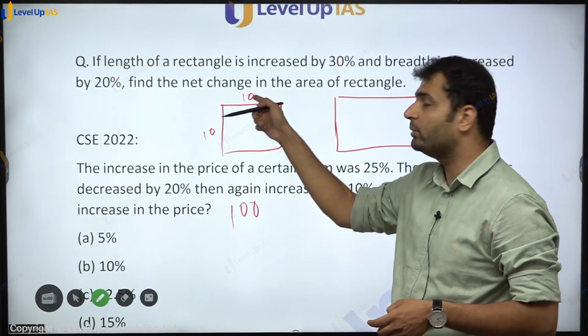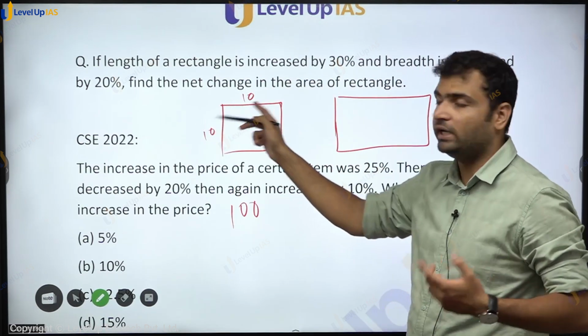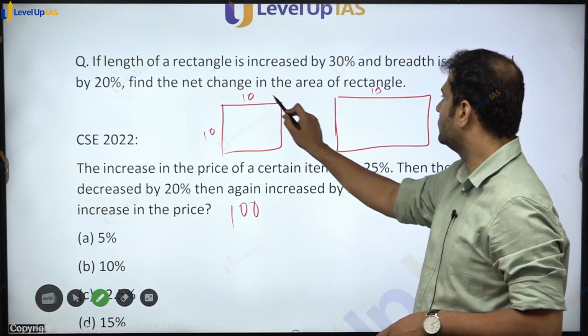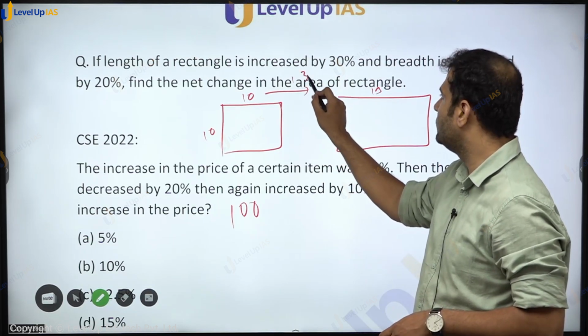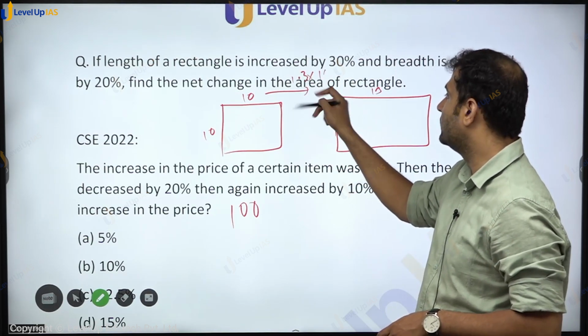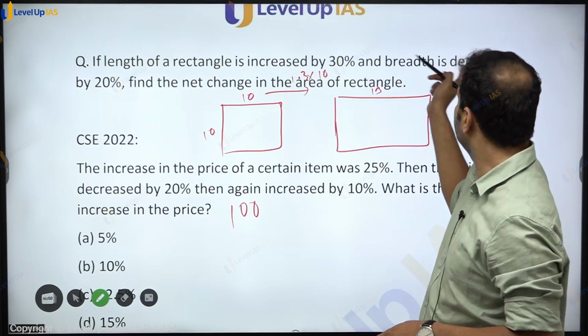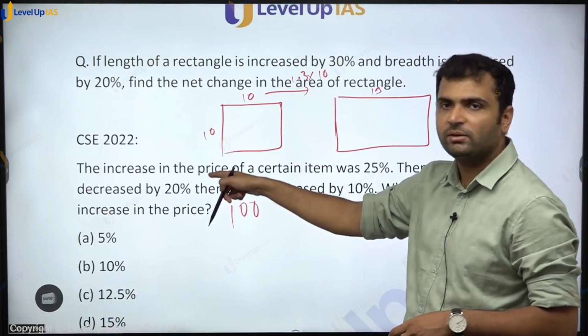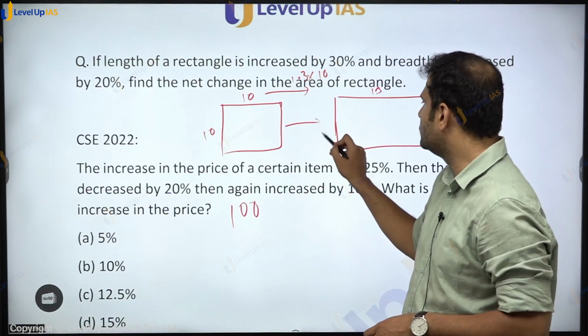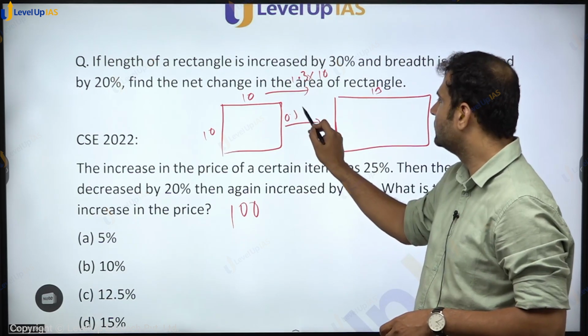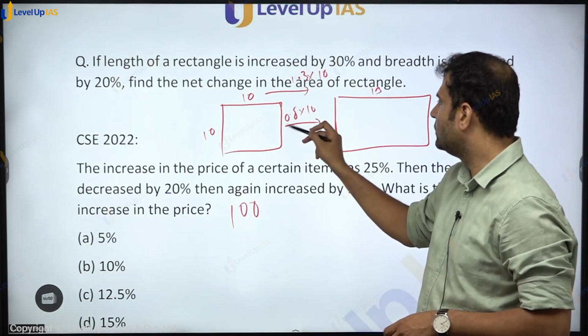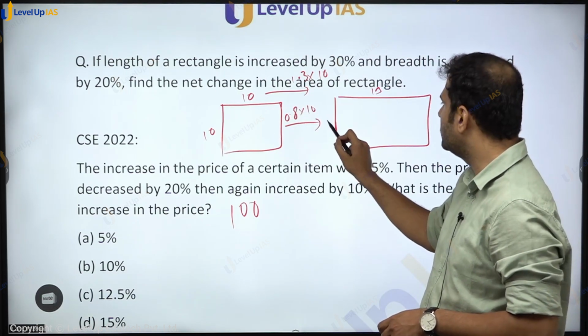30% increase means 1.3 into 10, which is 13. 1.3 into 10, 30% increase. And the breadth is decreased by 20%. A 20% decrease of 10 means 0.8 into 10, 20% decrease. So this will be 8.